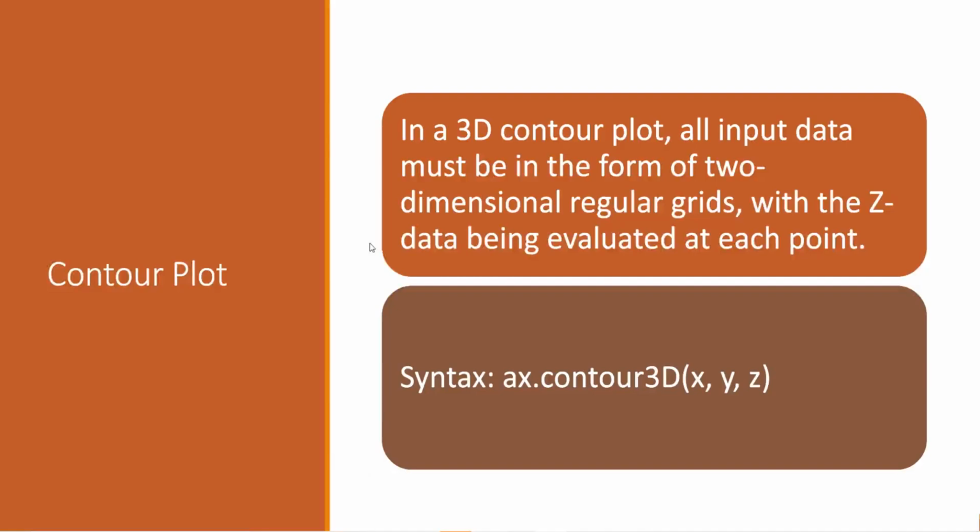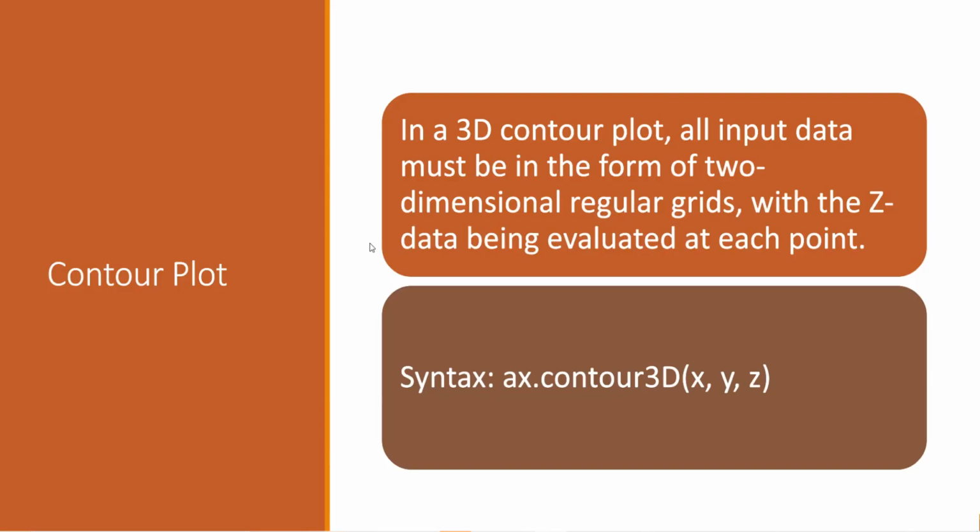So now we will learn to create the contour plot. In a 3D contour plot, all input data must be in the form of two-dimensional regular grids, with the z data being evaluated at each point. And the syntax to create this graph is axis.contour3D, and in parentheses we pass three arguments x, y, and z, which represent the data coordinates.